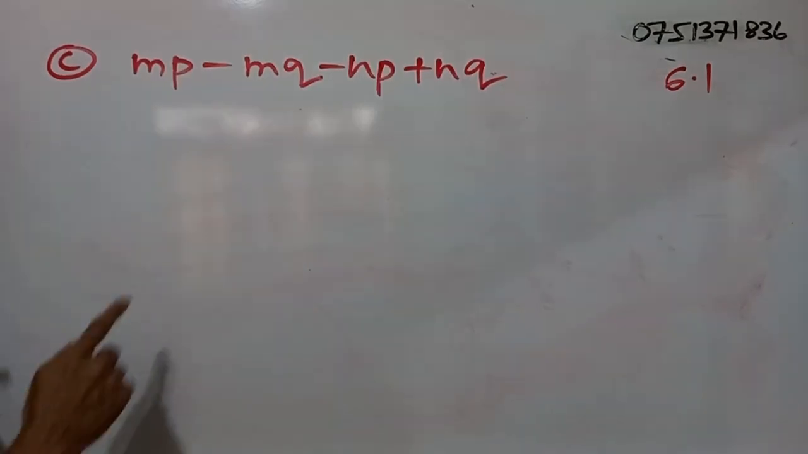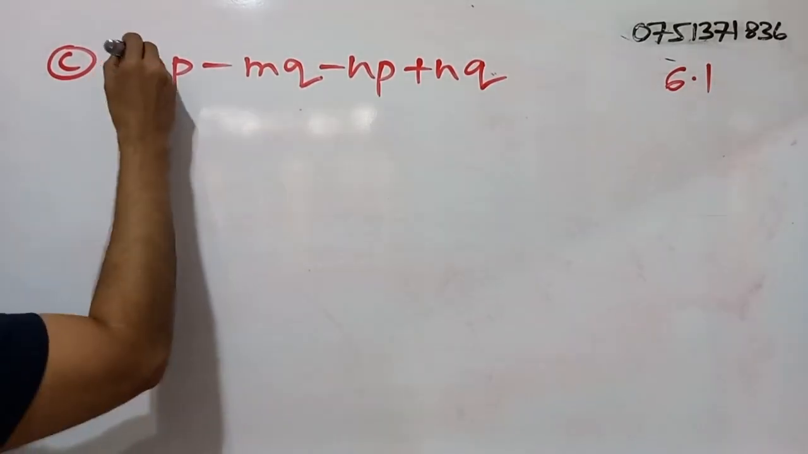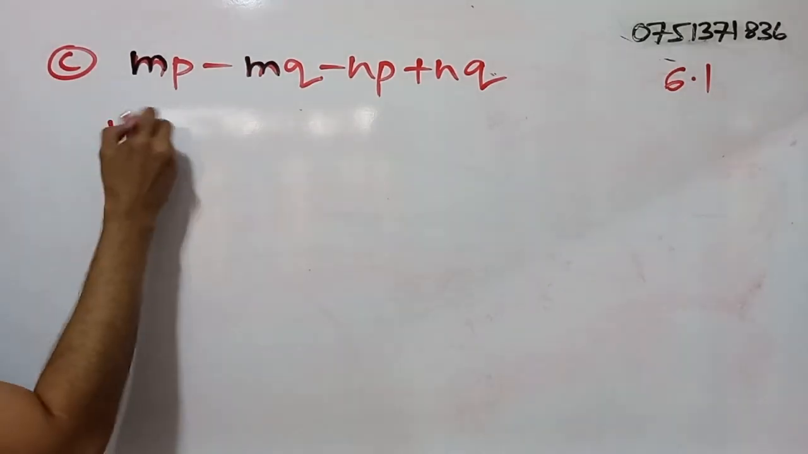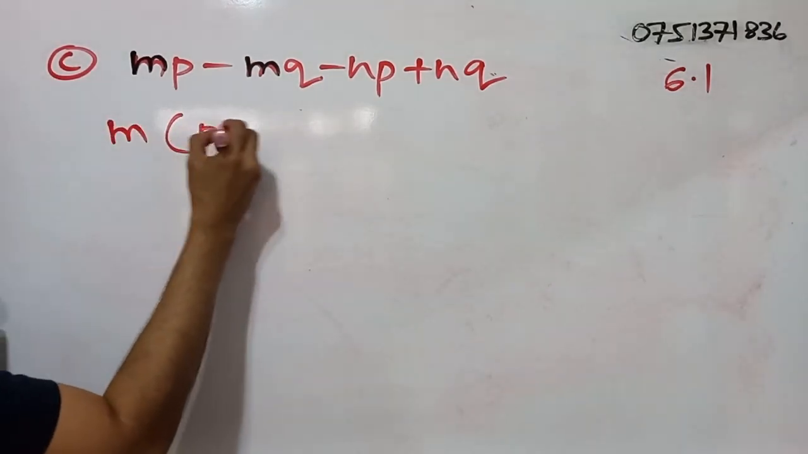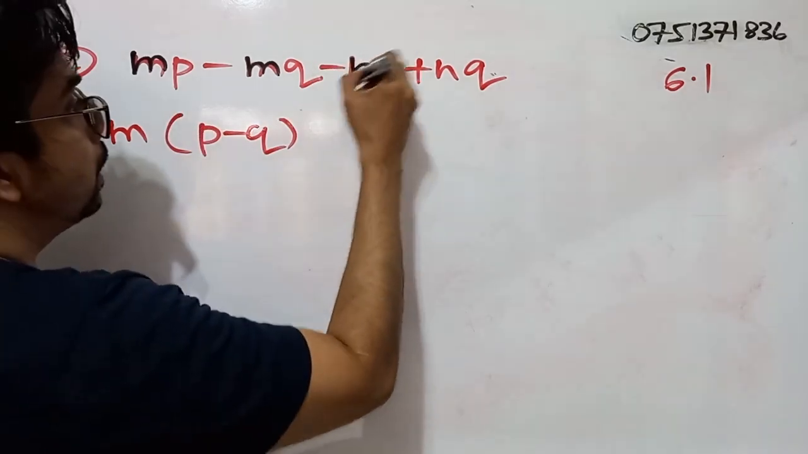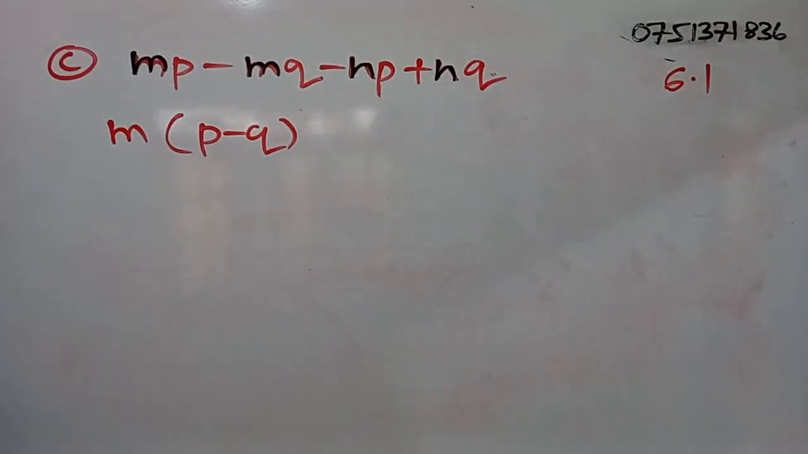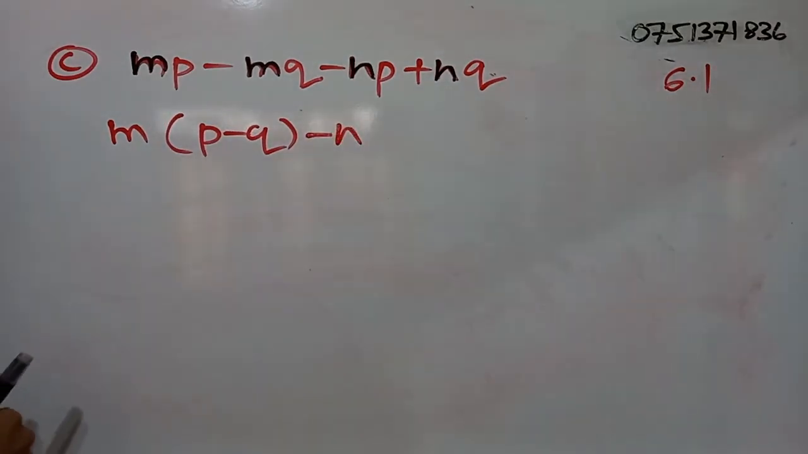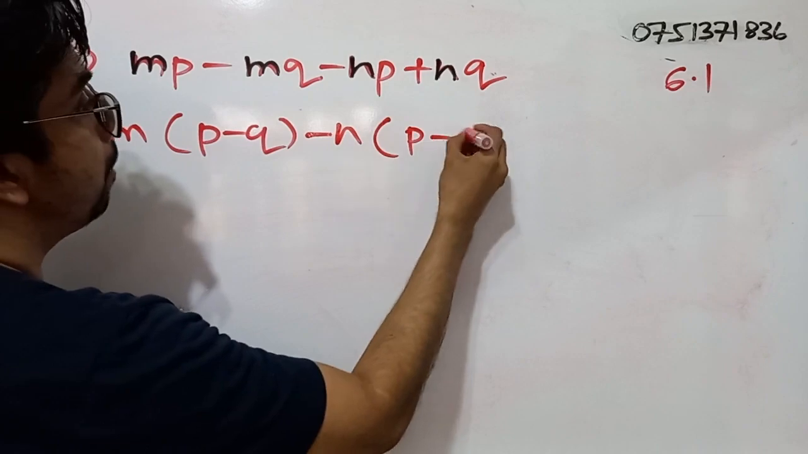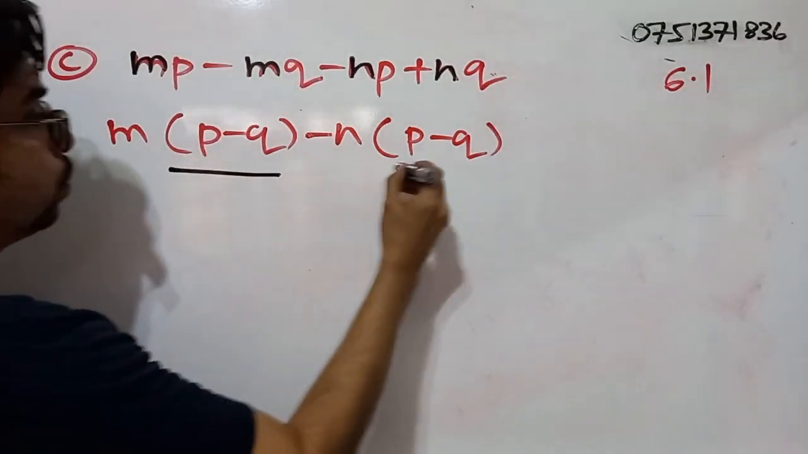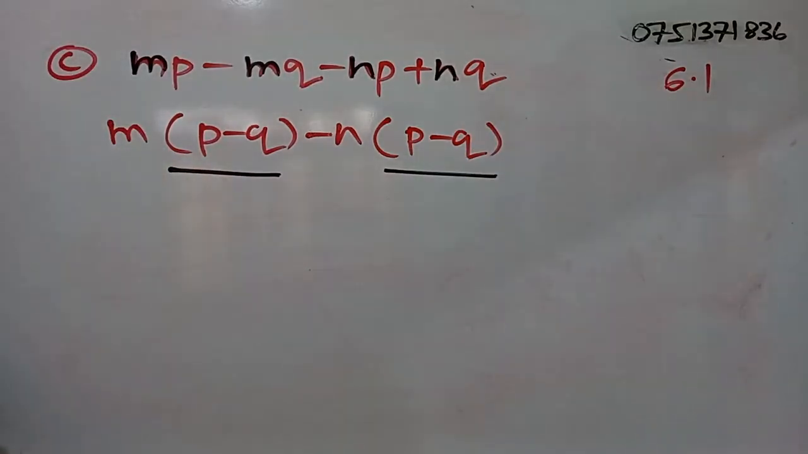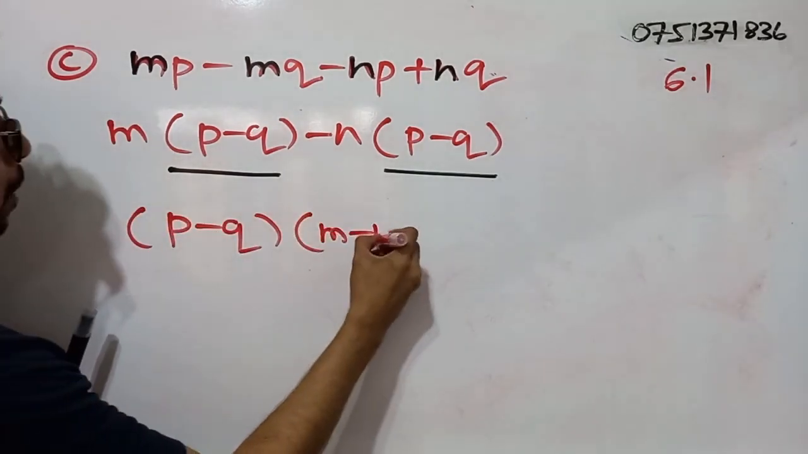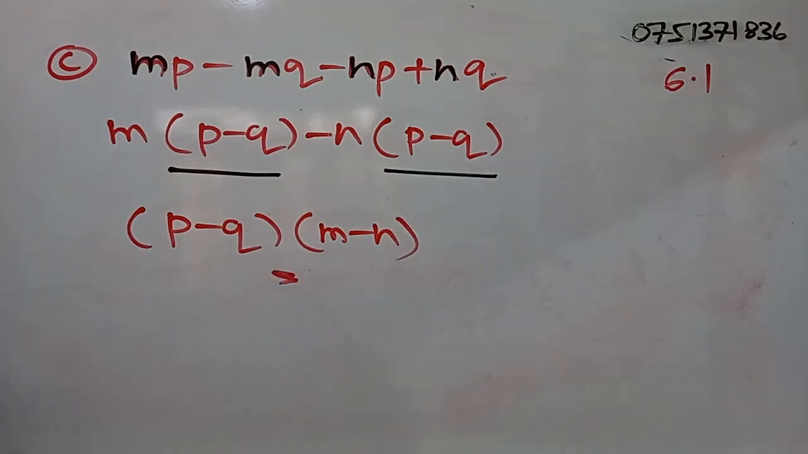Simple C. When we consider these two terms, simple m, so that is one factor, right? So m within brackets p minus q. When we consider these two terms, n is a factor, but we have to take negative n. So what goes inside? P minus q. Now these two expressions are common, right? So we can take what? P minus q, m minus n. So this is the answer.